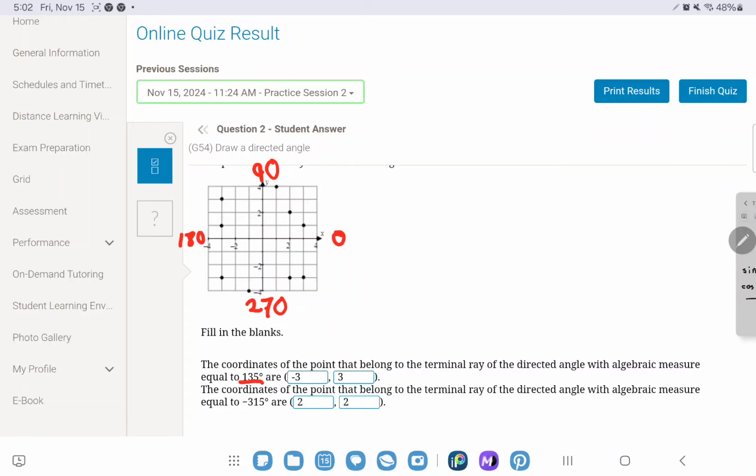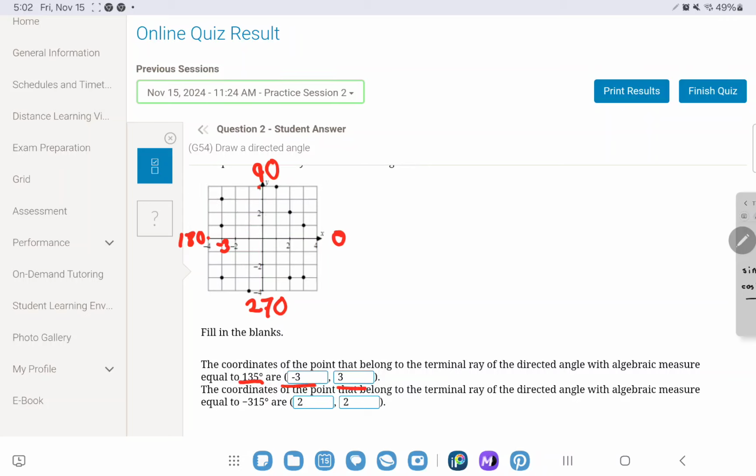So 135 means it's over 90 but less than 180, so it's somewhere here, right? And we know that in the middle here it's a 45-degree angle, right? Since it's a 45-degree angle, 90 plus 45 is gonna be 135. So that's your 135 angle. You're gonna see which point passes through that, which in this case is -3, 3. And that's your point. That's it.